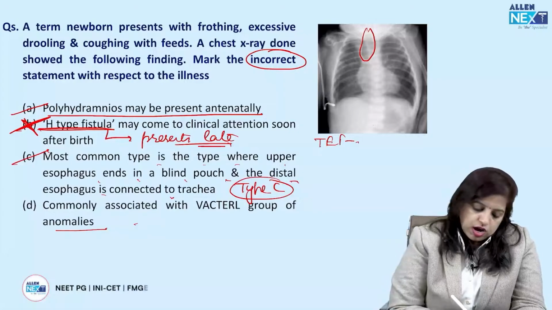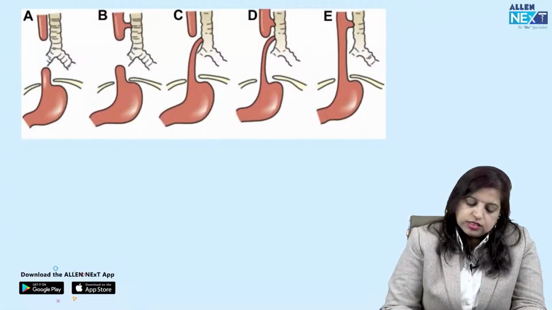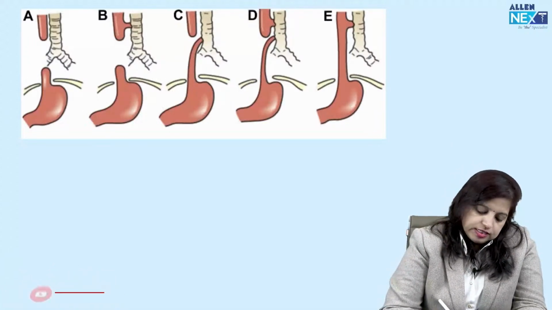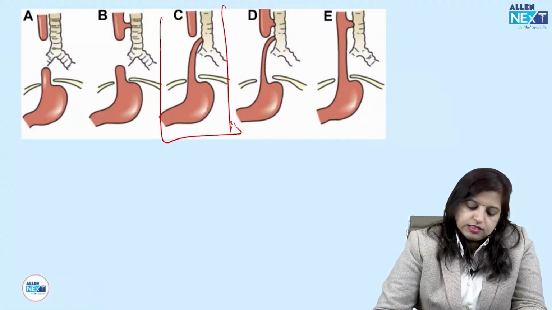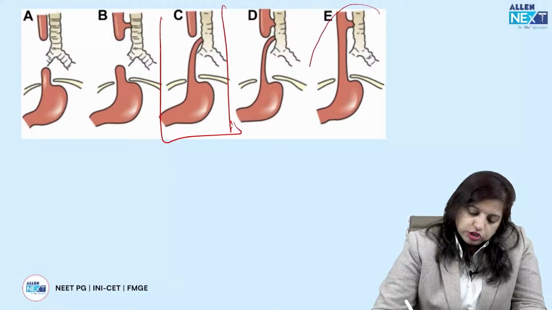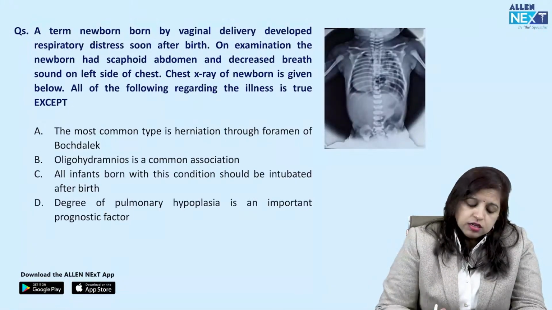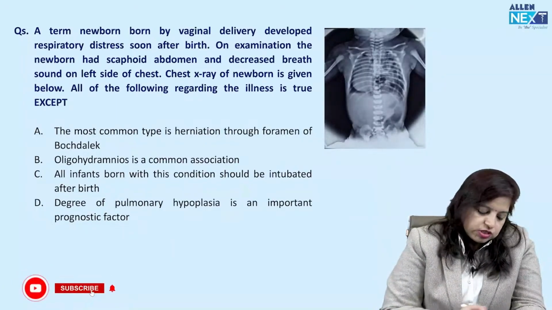Yes, very true. So our correct answer is option B over here. Then, this is the different types of variety, and the most common variety, as you were saying, is the C variety. This is the most common variety, and this you can see is the H-type fistula, which presents very late, right? Okay.